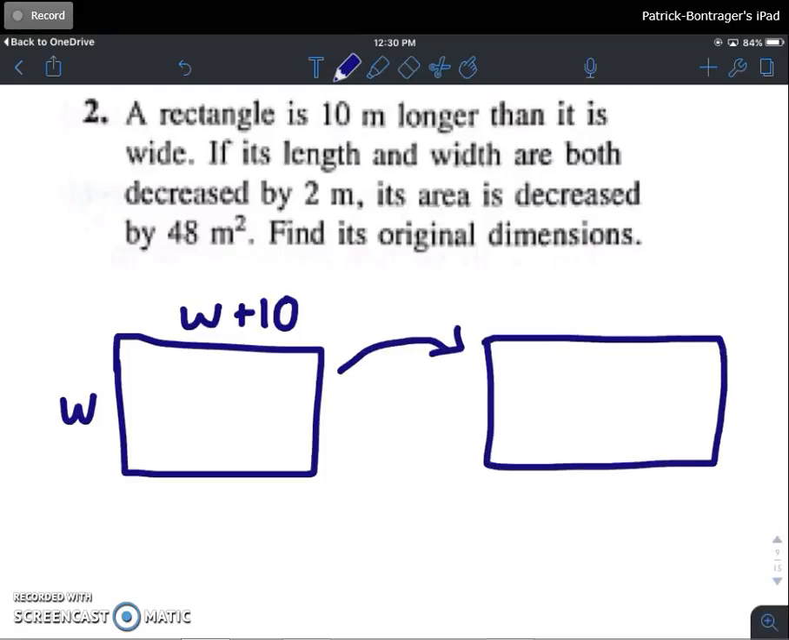I'm going to decrease both the width and the length by 2. So W minus 2 is just W minus 2. W plus 10 minus 2 is just W plus 8. There's my new dimensions. And I'm going to decrease the area by 48 meters cubed. Okay.